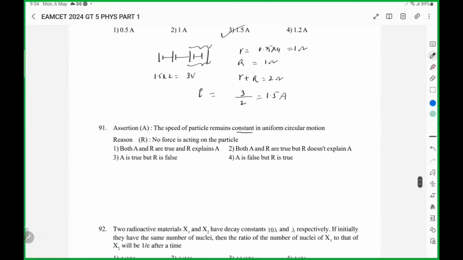The speed of the particle remains constant because that is correct, since the centripetal force is perpendicular to velocity. Right, at right angles. So the speed will not be affected by this force because the force is perpendicular to velocity. The assertion is correct.